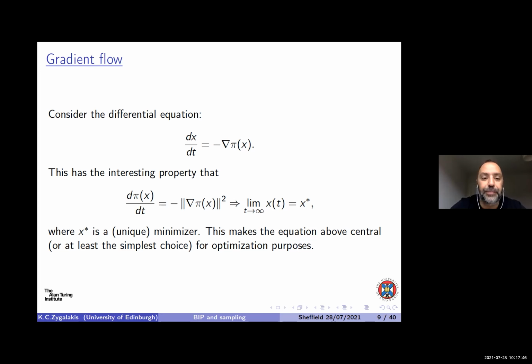Okay, so this makes this equation, the gradient flow, central in terms of optimization purposes, or if you like, the simplest choice when it comes to designing optimization algorithms. And I'm going to come back to that in just a second.